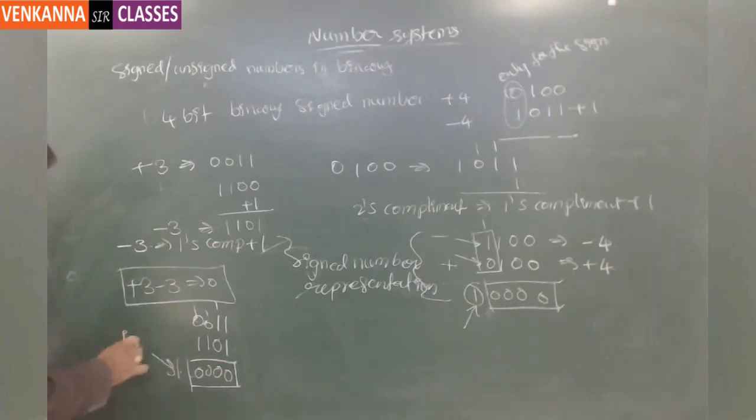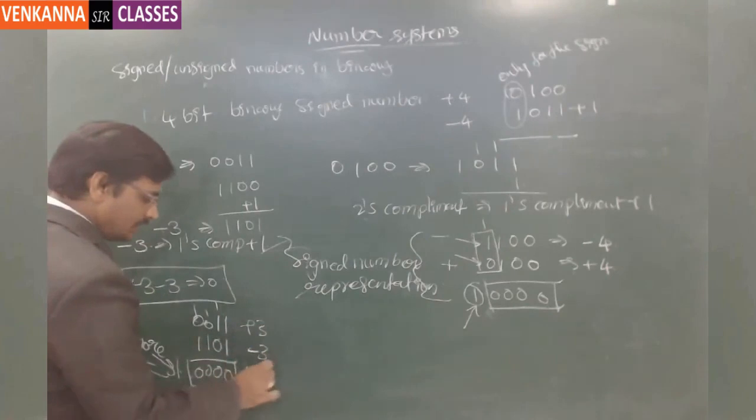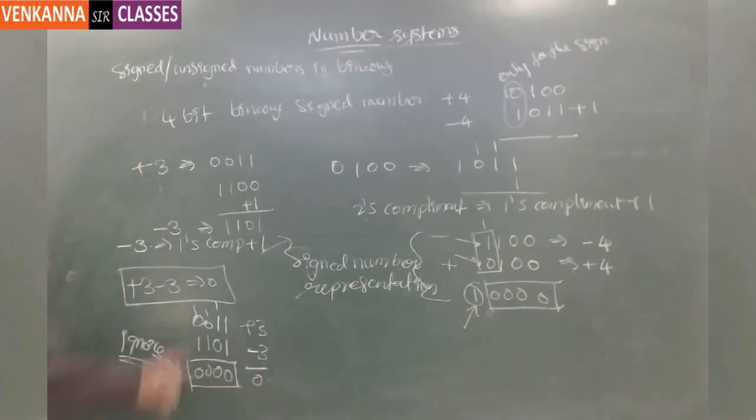Why we ignore this is that we are trying to use only 4 digits to represent the number. So whatever leading carry comes out, you can safely ignore it. Then if you notice, this is plus 3, this is minus 3, and this is the result of 0. So the arithmetic operation of addition is getting satisfied here, right? So this is how you can use the 2's complement to represent a negative number.